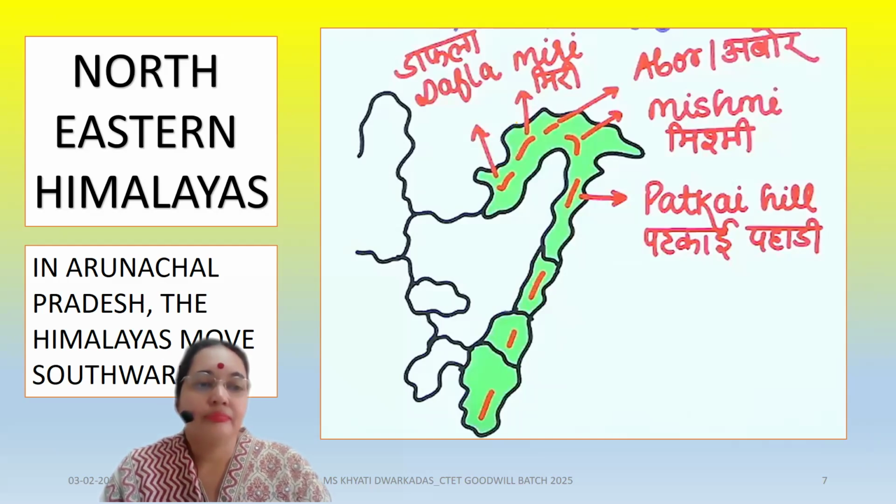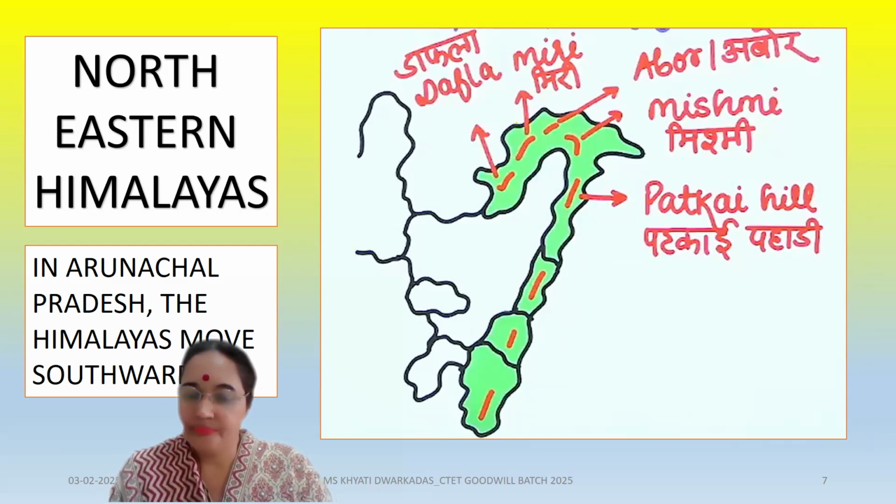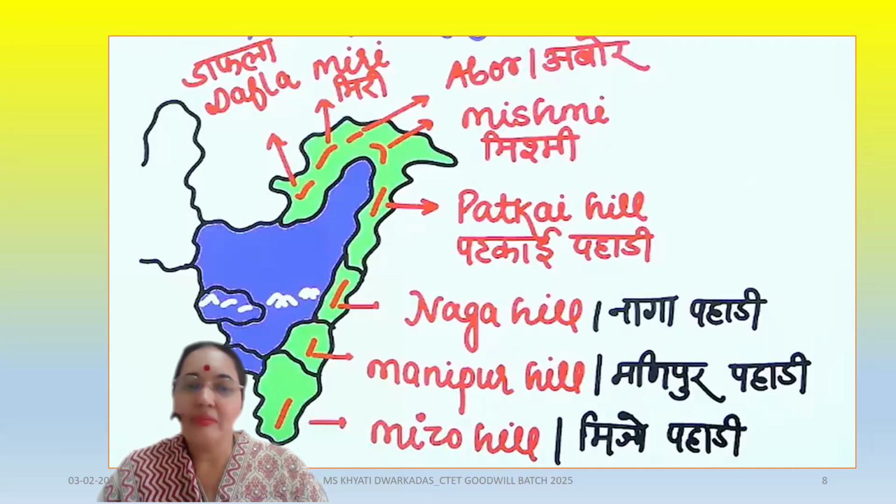Right? So you have Dafla, Miri, Abor, Mishmi, and Patkai Bum. Please tell me if I'm going a bit fast or something. Now, besides Dafla, Miri, Abor, Mishmi, and Patkai Bum, you have the Naga Hills in Nagaland, Manipur Hills in Manipur, and the Mizo Hills in Mizoram.